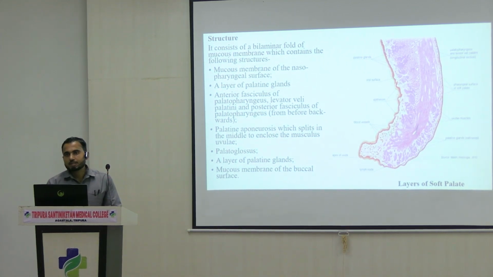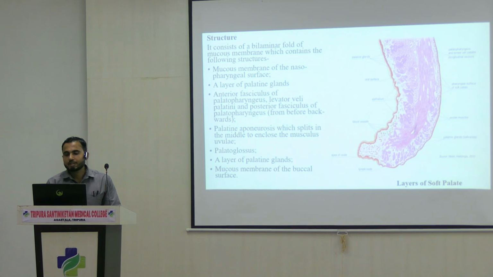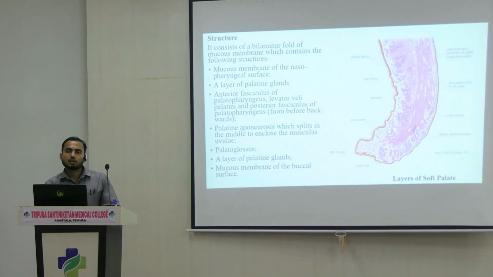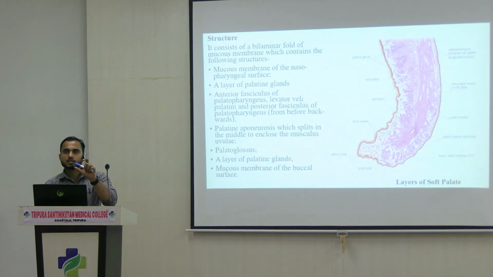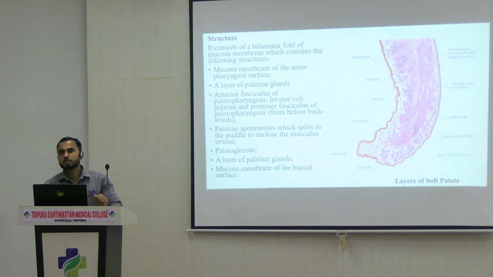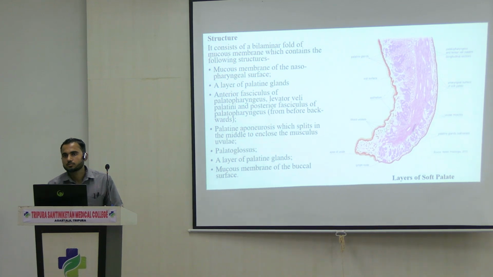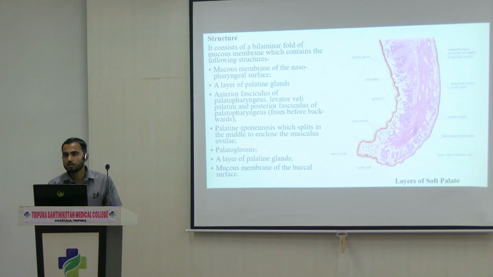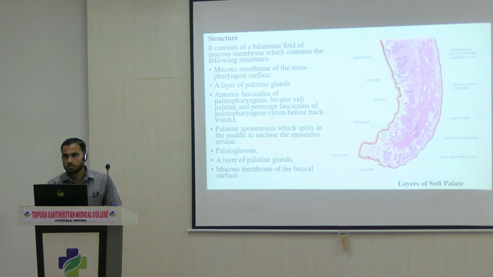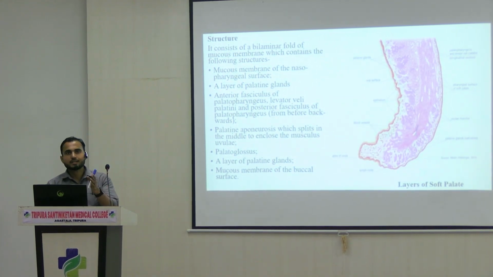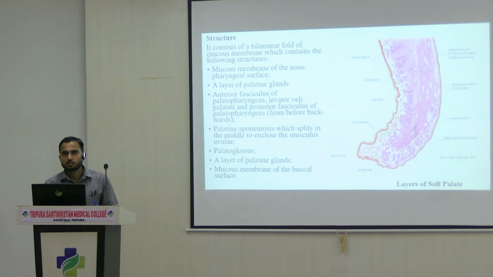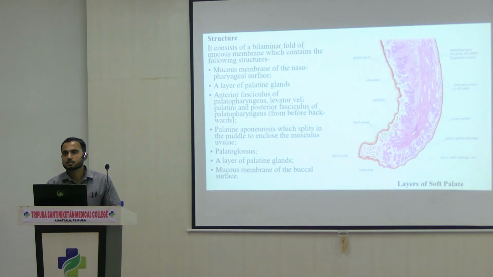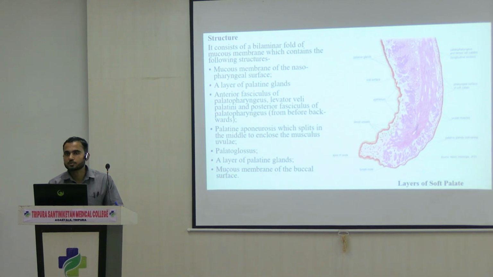Now, can anyone tell me what is the attachment of the soft palate? Where is it attached? And the soft palate, if you see, what are the three parts of the soft palate? First of all, it is fibrous, then muscular, and glandular. Three parts are there. The anterior part is fibrous in nature. The middle part is muscular in nature, and the posterior part is glandular in nature.